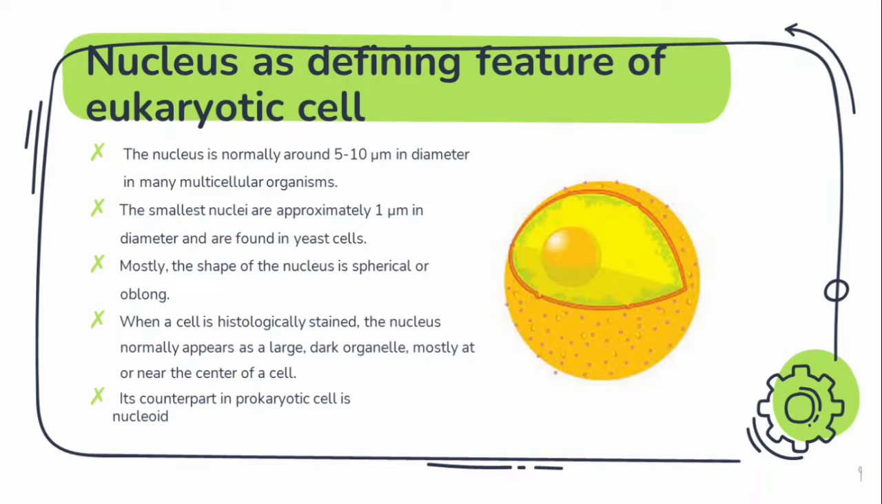These are the common characteristics of the nucleus as a defining feature of eukaryotic cells. The nucleus is normally around 5 to 10 micrometers in diameter in many multicellular organisms, including animals and humans. The smallest nuclei are approximately 1 micrometer in diameter and are found in yeast cells. Mostly, the shape of the nucleus is spherical or oblong. When a cell is histologically stained, the nucleus normally appears as a large, dark organelle, mostly at or near the center of a cell. Its counterpart in prokaryotic cells is the nucleoid.